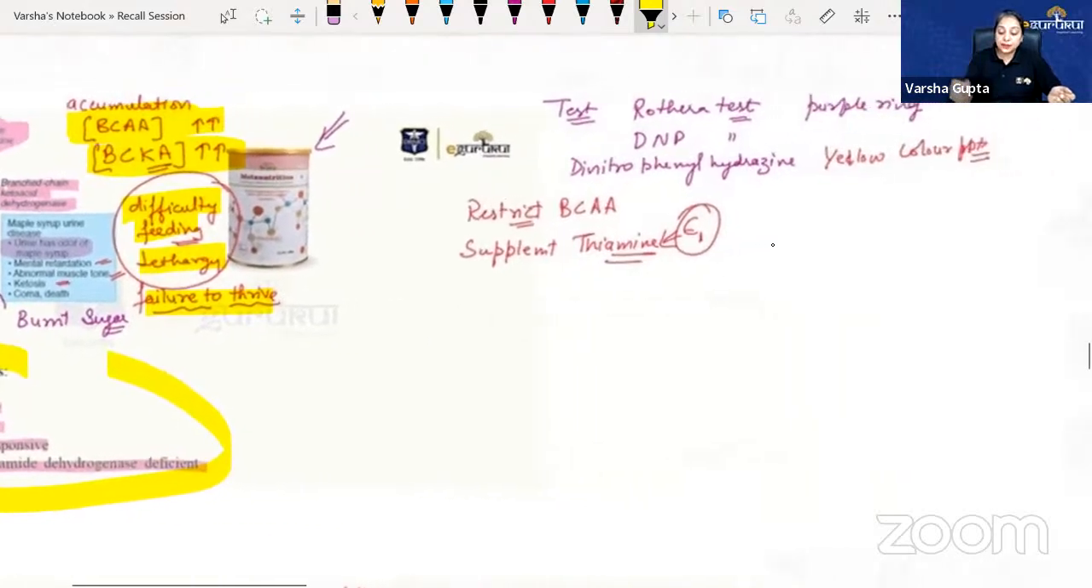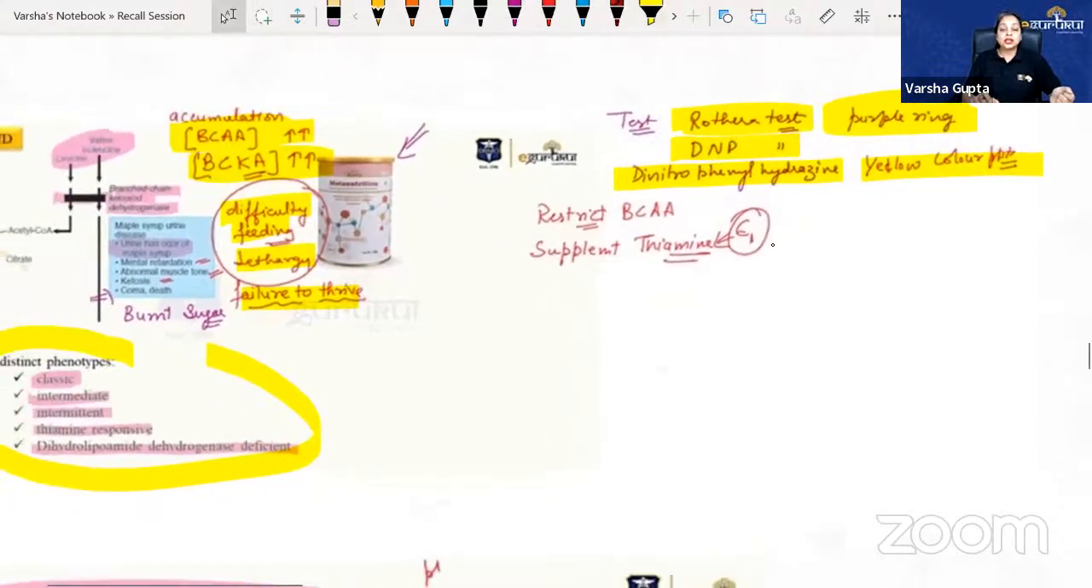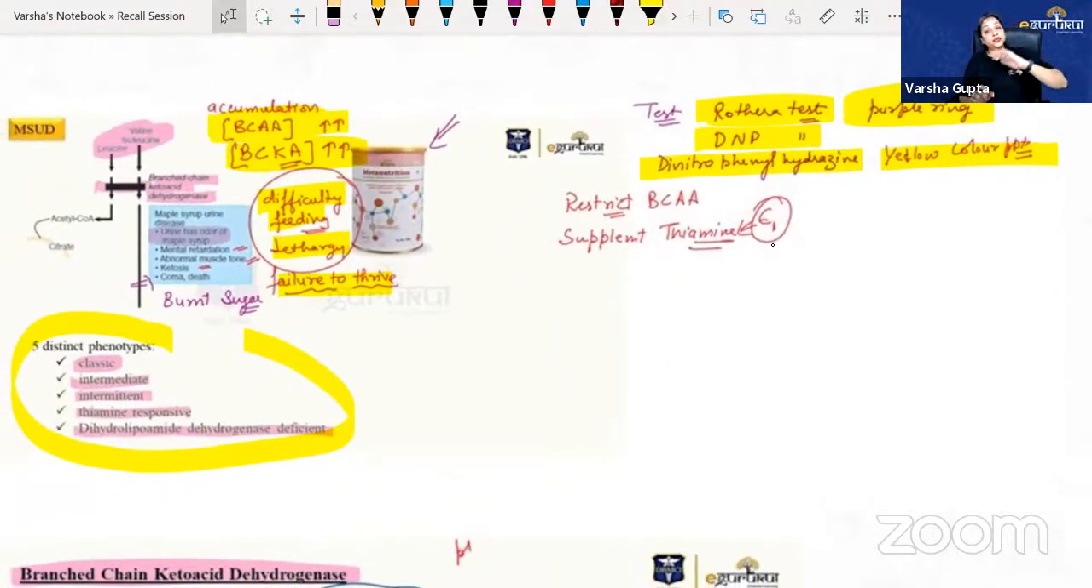And the tests are the Rothera test and the DNP test. What we are looking for in the Rothera test is the purple ring, right? And there is also the dinitrophenylhydrazine test, which gives you a yellow color precipitate. Any food which contains the branch chain amino acids, isoleucine, leucine, valine, is restricted, and thiamine supplements are given to the patient. This is one part in the branch chain.